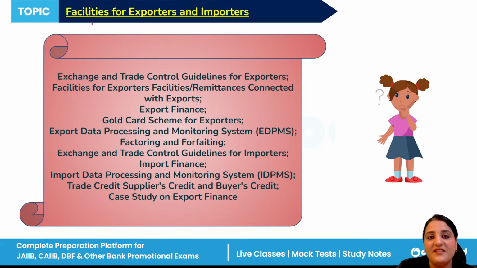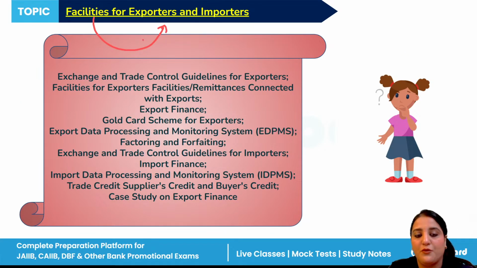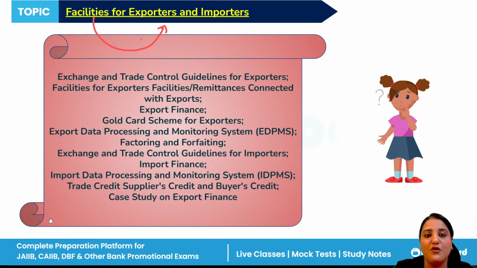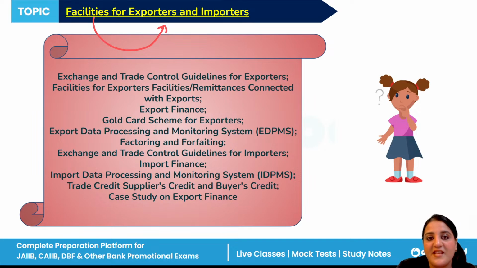Then facilities for importers and exporters. What are the facilities there for the importers and exporters? First of all, exchange and trade control guidelines for the exporter. Then what are the facilities for exporters? What is the meaning of gold card scheme? What is EDPMS portal? Factoring and forfeiting, most important.